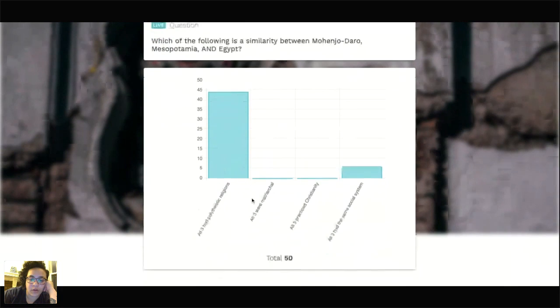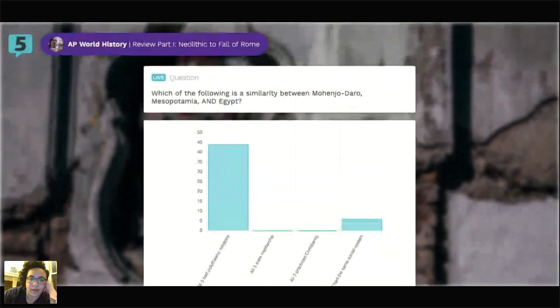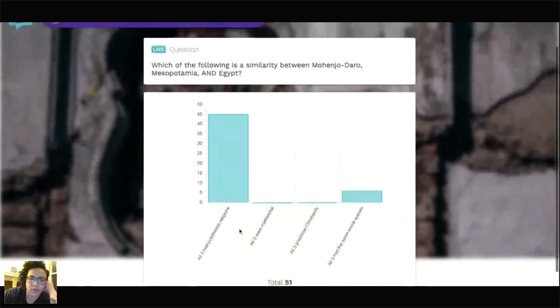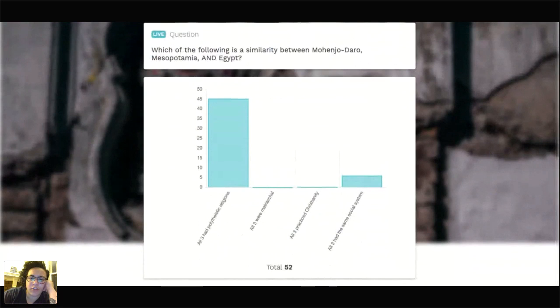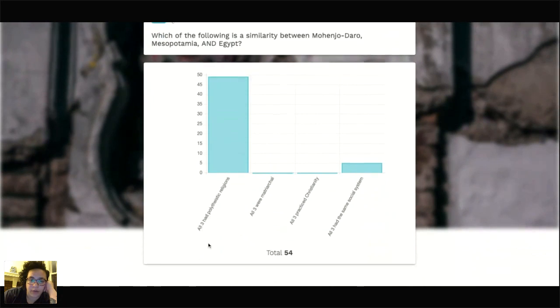So on this one, 50 of you have answered it. I'm just curious: which of the following is a similarity between Mohenjo-Daro, Mesopotamia, and Egypt? All three had polytheistic religions. All three were matriarchal. All three practiced Christianity, and all three had the same social system. So they don't all have the same social system. Christianity is not around yet while they're really in power, and none of them are matriarchal.